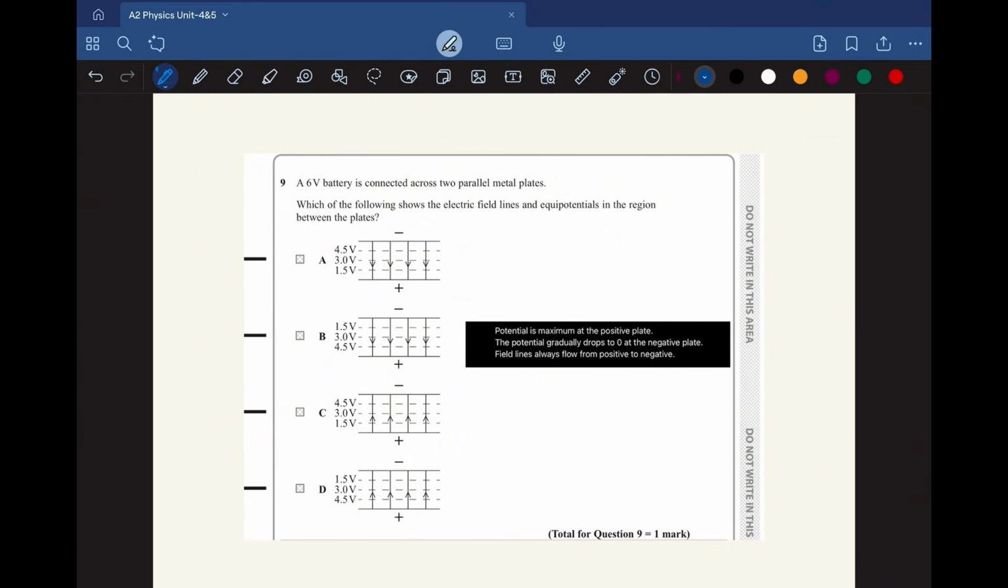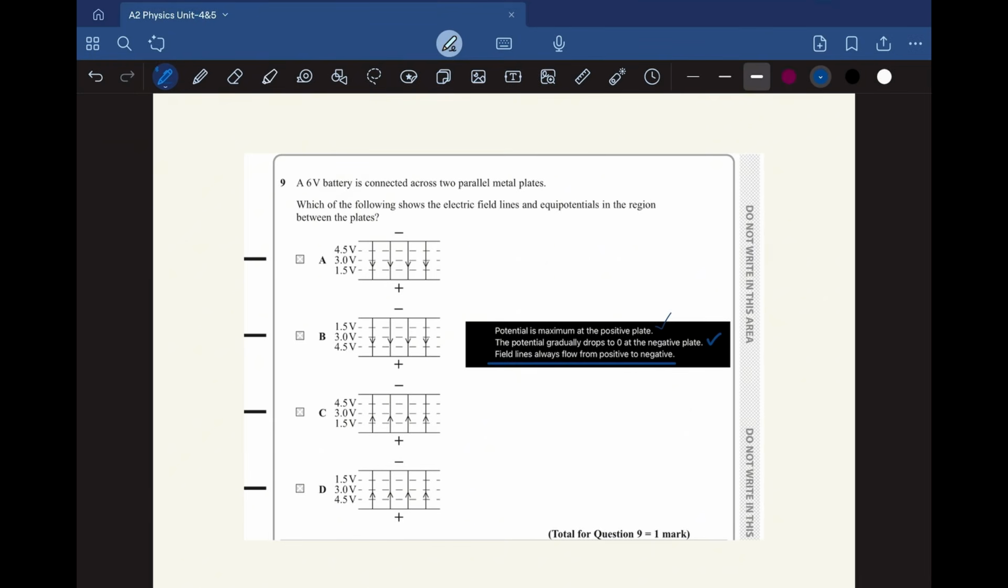The first point is potential is maximum at the positive plate. The potentials are always maximum at the positive plate. And the second point is the potential gradually drops to zero at the negative plate. So basically, the maximum potential will be at the positive plate, and it will decrease until it comes to the negative plate, where it will be zero. And the field lines always flow from the positive to the negative plates. Now, if you have understood all of these three points, this question shouldn't be difficult.